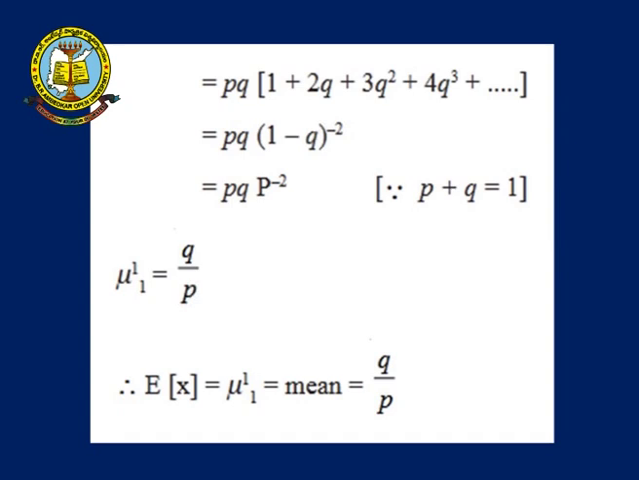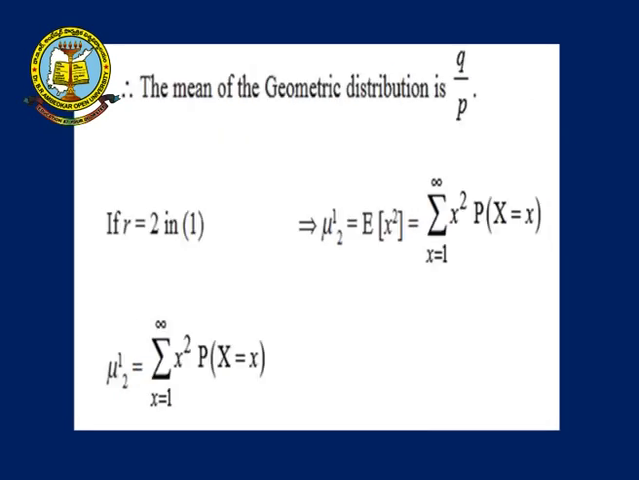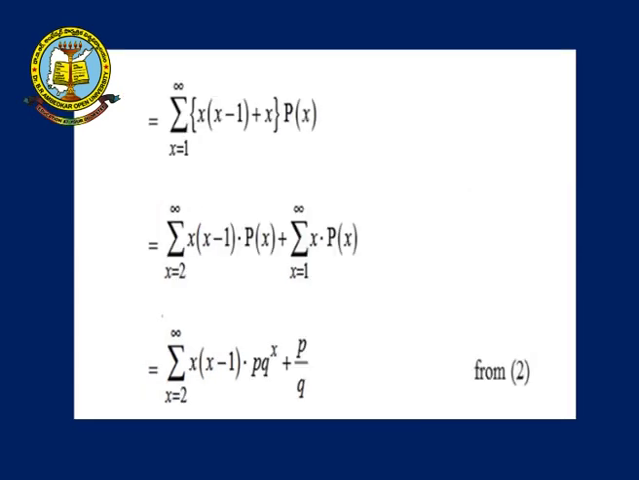So it is a proof: E of X is equal to mu1 dash, which is the mean, that is q by p. The mean of the geometric distribution is q by p. If r is equal to 2, earlier we took the one value, now we are taking r is equal to 2. So mu2 dash is equal to E of X square, the summation of x is equal to 1 to infinity, we are taking x is equal to 1, of x square into P of X equal to x.